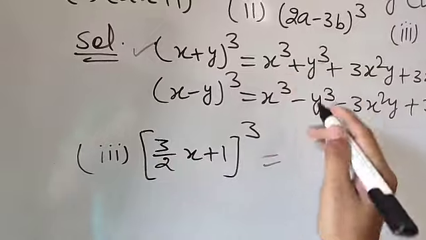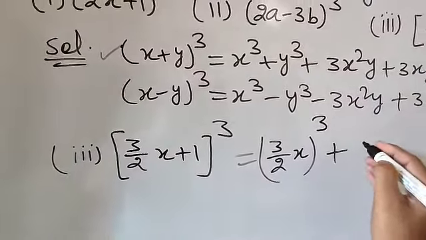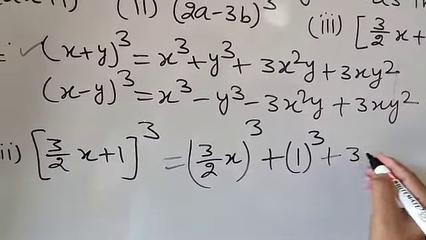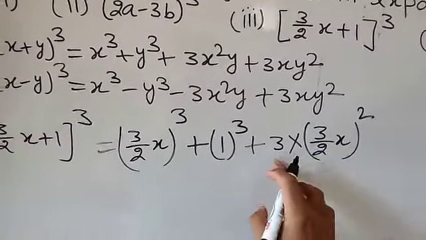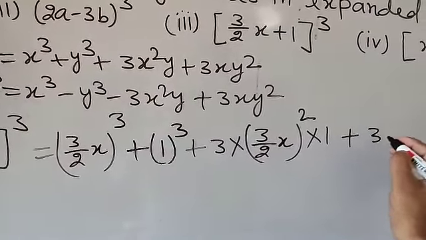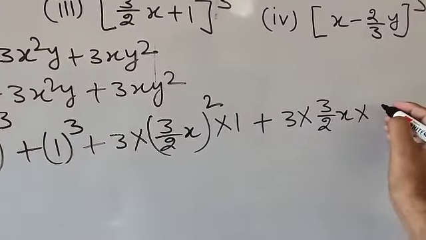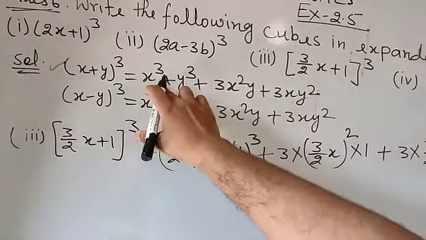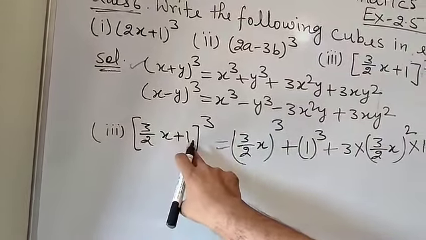So it can be written as x cube, where x is 3 by 2x in your question, plus y cube, and y value is 1, so plus 1 cube, plus 3x square y, so plus 3 into 3 by 2x square into y which is 1, plus 3xy square, so plus 3 into x value 3 by 2x into y square, so 1 square. So I am using the same identity, x plus y whole cube, and I have written at the place of x 3 by 2x and at the place of y 1.